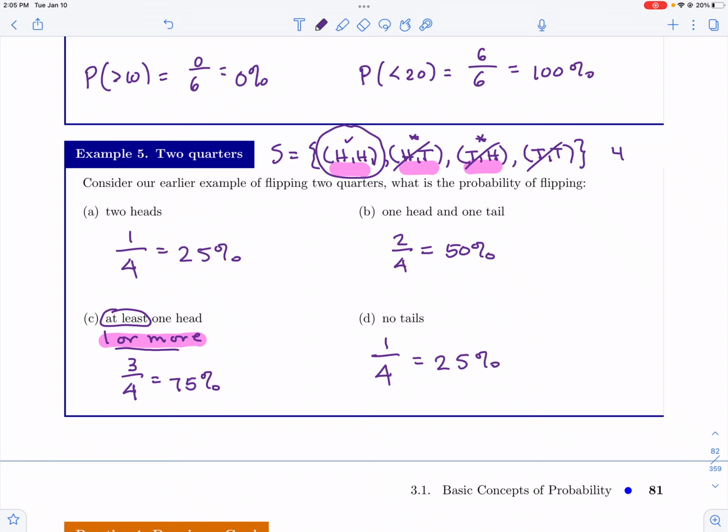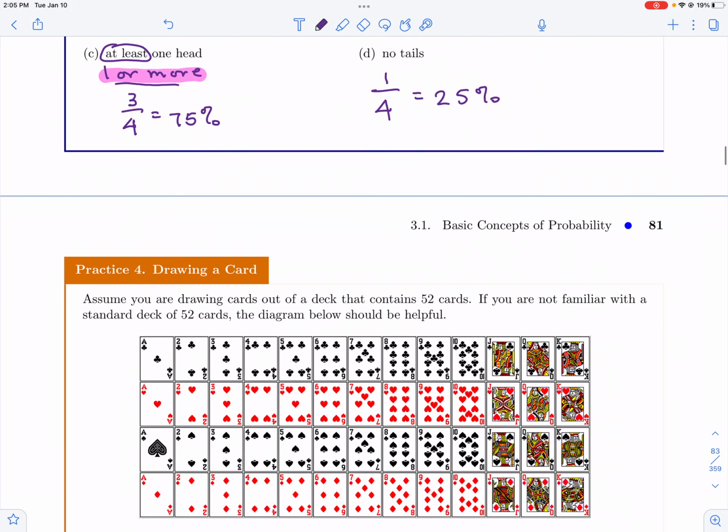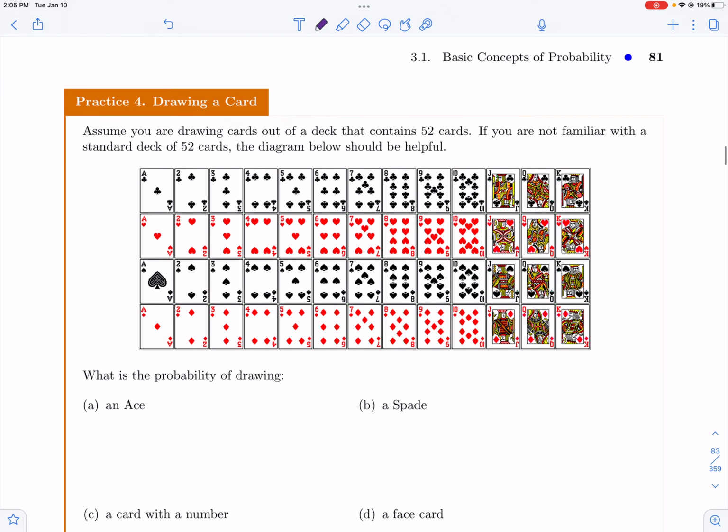All right, perfect. So again, with theoretical probability, we're just trying to count up how many possibilities there are, divided by the total number, and that'll give us our fraction, which we can then turn into a percentage. All right, so what I want you to do is work on the next couple practice problems.